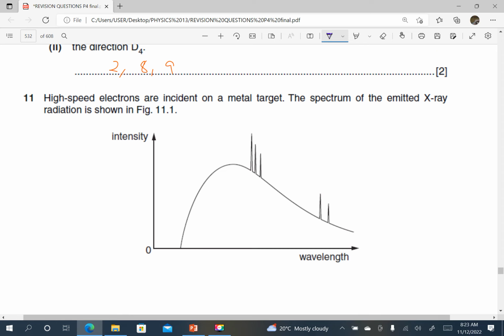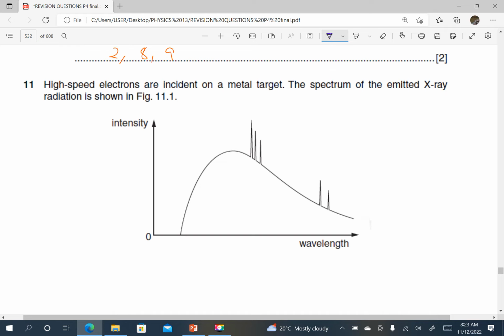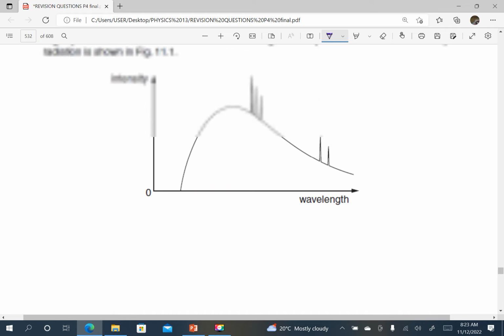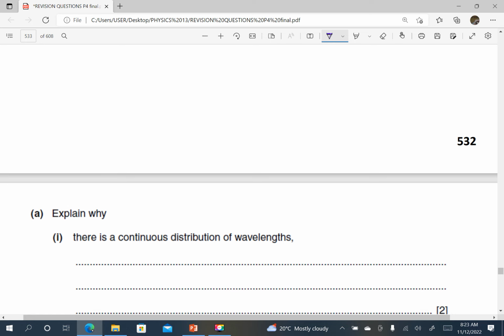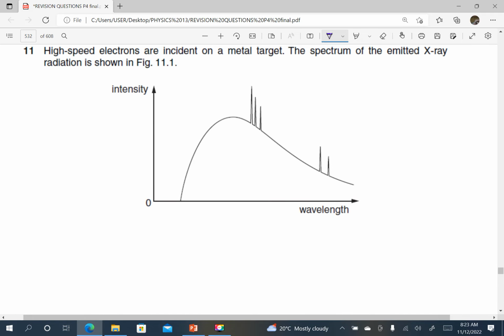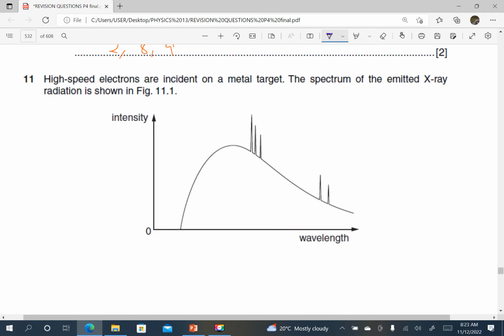High-speed electrons are incident on a metal target. The spectrum of the emitted X-ray radiation is shown in the figure here. So this is the figure. As you can see, it is an X-ray spectrum, and therefore they're telling us to explain why there is a continuous distribution of wavelengths. So in your class, you must have explained this spectrum here.